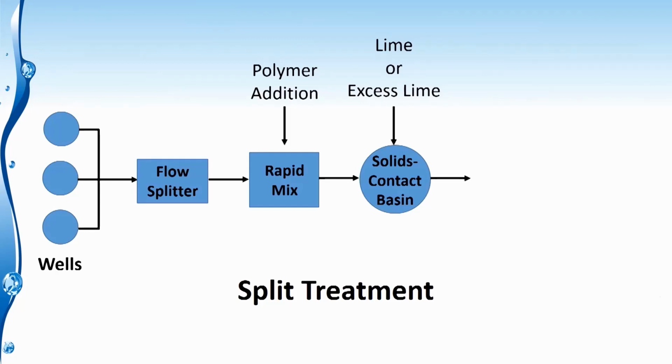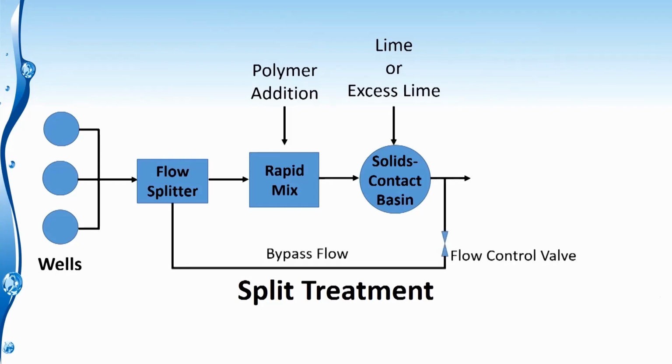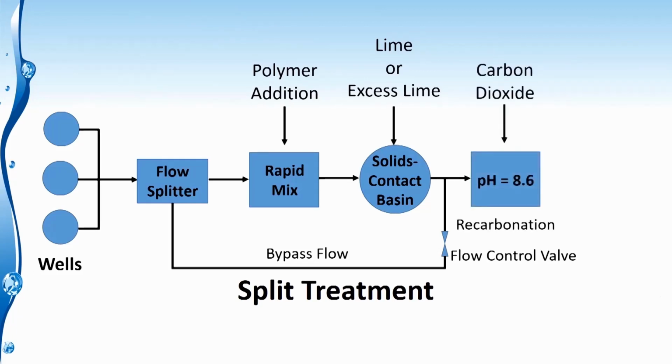But back to the flow splitter, we can bypass the rapid mix and the solids contact basin through this flow control valve, and this allows us to treat part of the water. So we're bypassing some of the flow, which is going to maintain the hardness and the alkalinity, and a portion of the flow will be treated. Both flow streams meet up and go into the recarbonation process, where carbon dioxide is added and the pH is adjusted to 8.6. So the split treatment method is primarily just a way to reduce chemical costs by treating only a portion of the total flow.